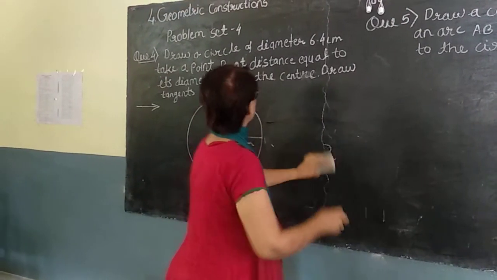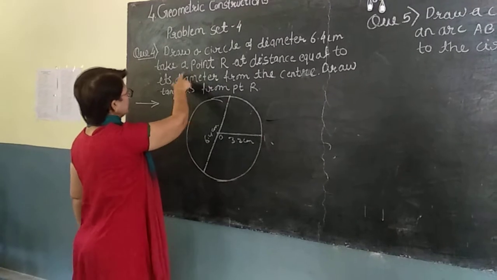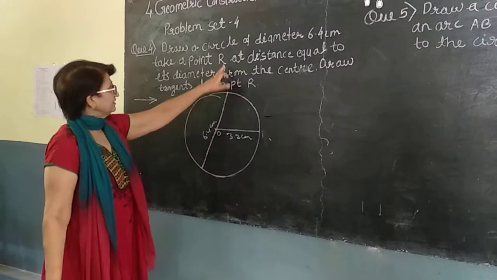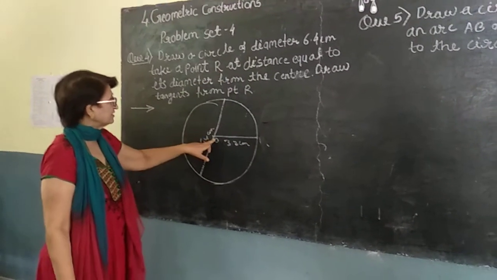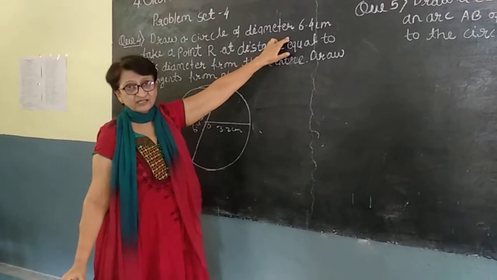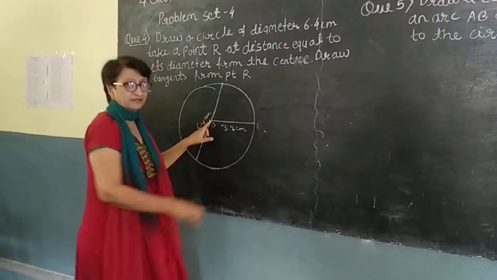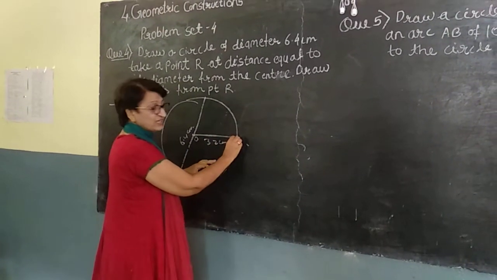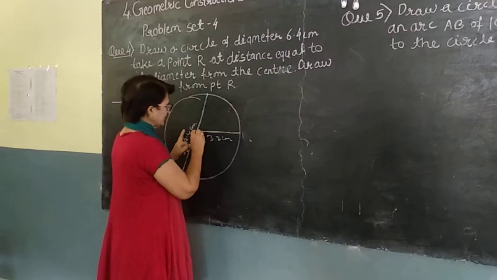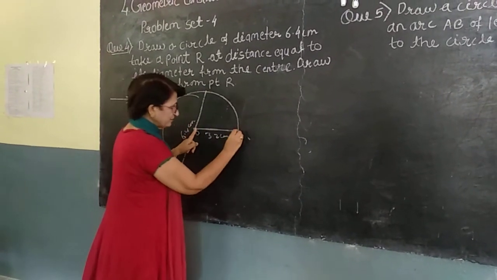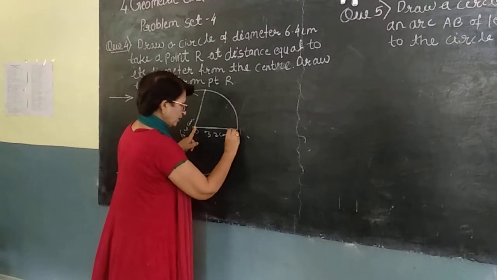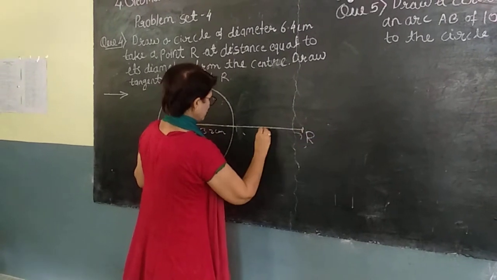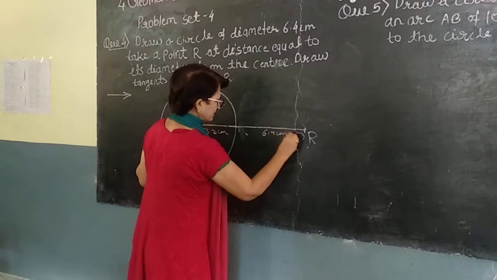After that we have to take a point R at a distance equal to the diameter. It means how much should I take? The point R should be at how much distance from the center? It should be 6.4 centimeter, right? So this is your center O. This is only 3.2, so I have to take 6.4. I'll keep the scale at point O and take a measurement till 6.4. So here you get your point R, which is at 6.4 centimeter.